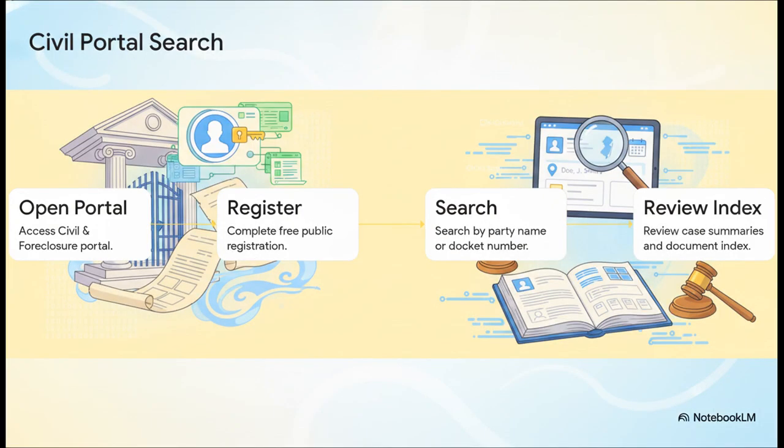Next up, what if you're looking for civil lawsuits or foreclosures? For those, you'll use the Civil and Foreclosure Portal. Now, unlike the criminal database, this one uniquely requires a quick, free public user registration first. That's no big deal. And actually, if you already have credentials for other judiciary systems like JEDS, you can just use those. Once you're in, search by party name or docket number, and boom, you can review case summaries, attorney details, and the full chronological index of filed documents.